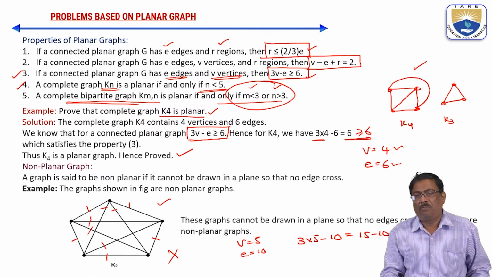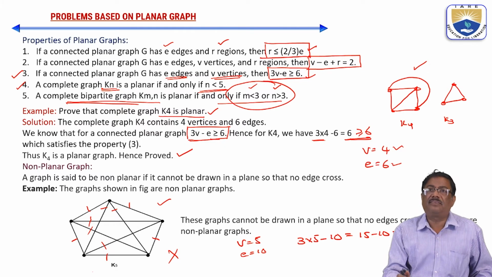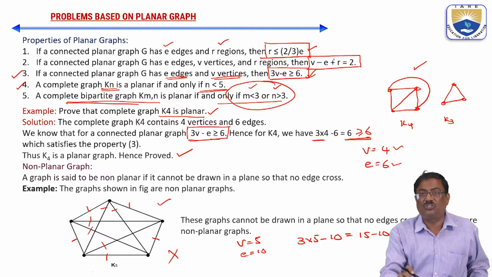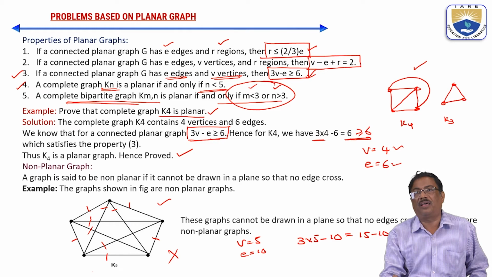One way is by drawing the graph. Another way is by taking this condition and verifying it. If the condition is true, then we can say that it is planar. Otherwise, it is not planar.